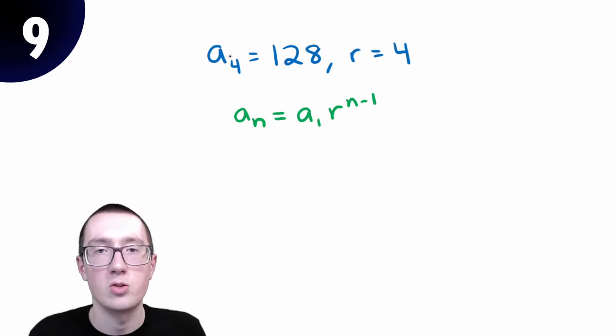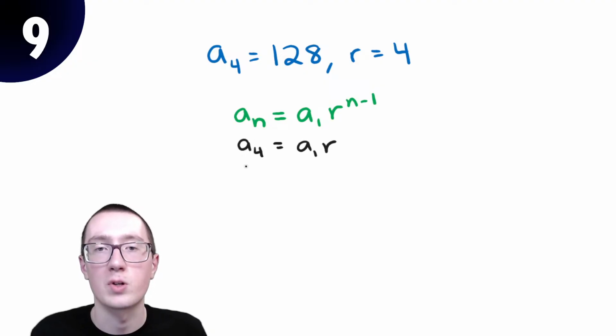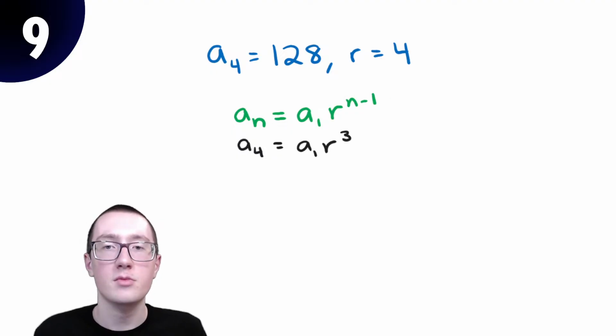In this case, we're going to use a4. So I'm going to rewrite this actually. We're going to rewrite this to show we can use any number we want as long as, for example, if we use a4, then the number we use for r has to be 4 minus 1, which is 3.